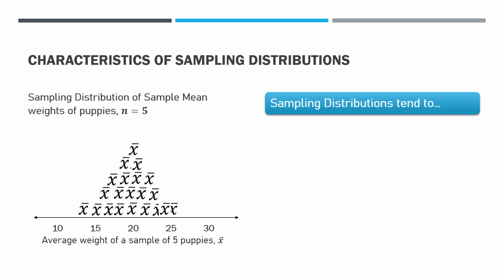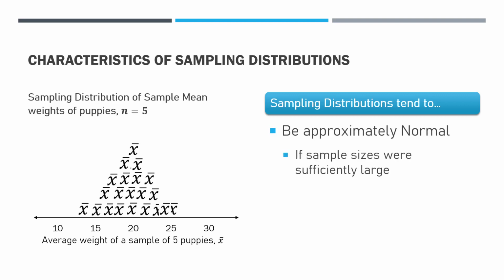First, we want to take a look at the shape. This shape should look very familiar, and this is going to be true for a lot of sampling distributions because sampling distributions tend to be approximately normal. Now, that's really only true if the sample sizes were sufficiently large. How large does that need to be? Well, the rules are different for each statistic, whether we're looking at means or proportions or something else. And we'll get more on that later as we get into the more specific details. But for right now, we just want to know they could be approximately normal.